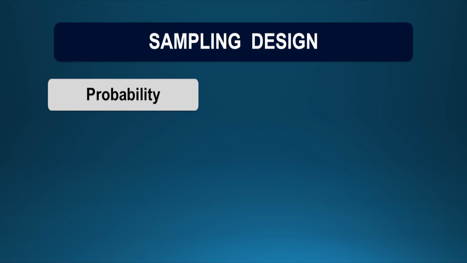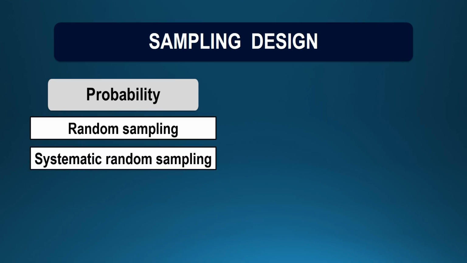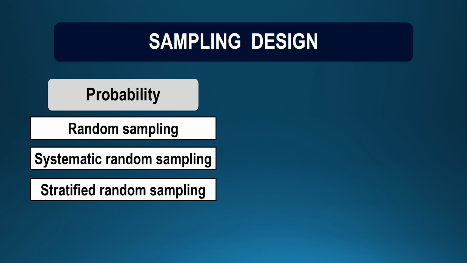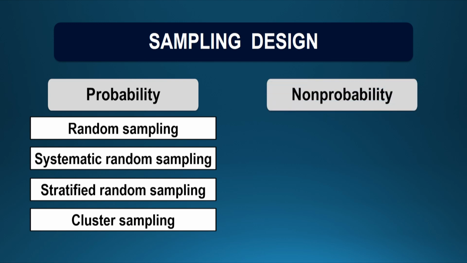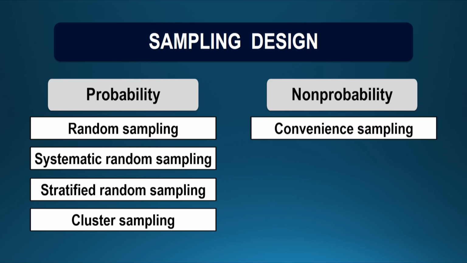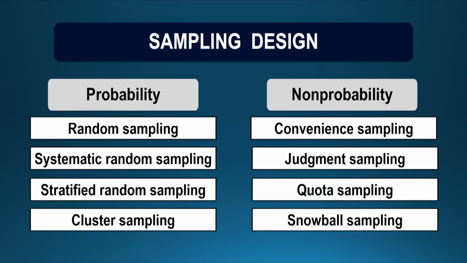There are two different designs of sampling. The first one is probability sampling, in which the different techniques are simple random sampling, systematic random sampling, stratified random sampling, and cluster sampling. Another type of sampling design is non-probability sampling, in which the different techniques are convenience sampling, judgmental sampling, quota sampling, and snowball sampling. So this is about sampling and different sampling designs.